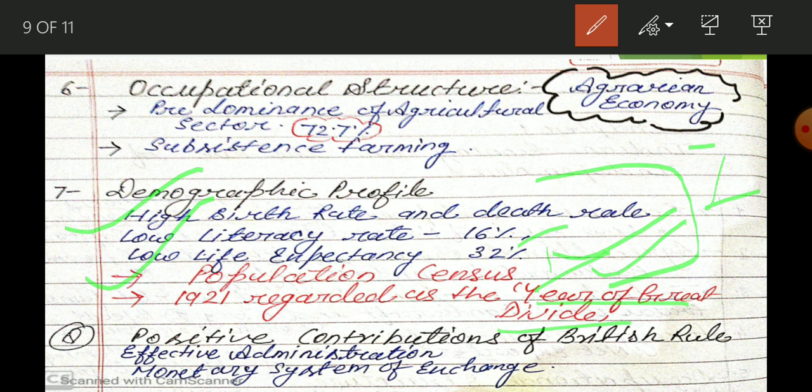Okay, now the last point we are going to learn in this chapter: positive contribution of British rule. From the beginning I'm telling you, India was known as the golden bird, the land of the golden sparrow. That turned after British rule into a poor economy, a backward economy, a stagnant economy. Stagnant, why? Because our growth rate is less than 2%. That is why we use the term stagnant economy. Backward because in every sphere of the economy we are using backward technology, there is no modernization.